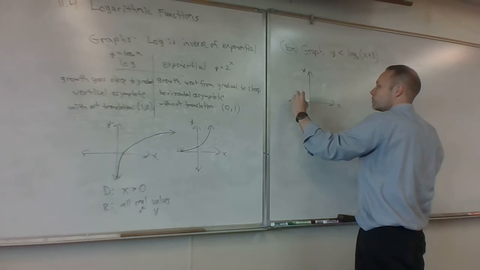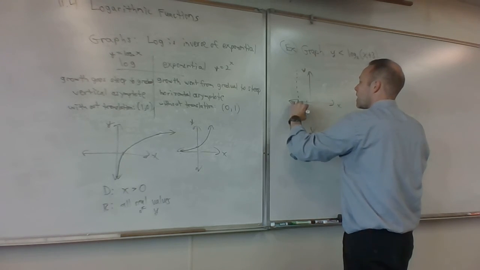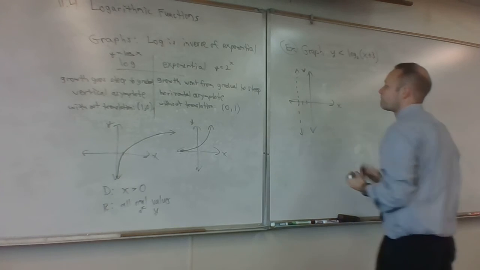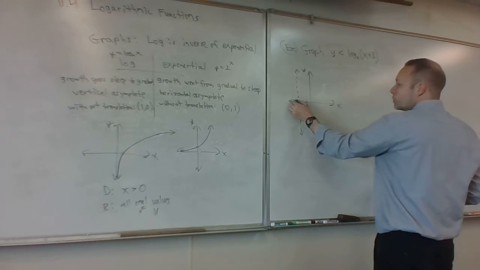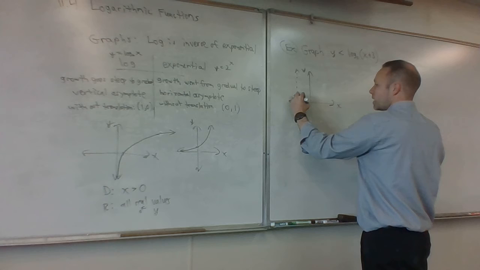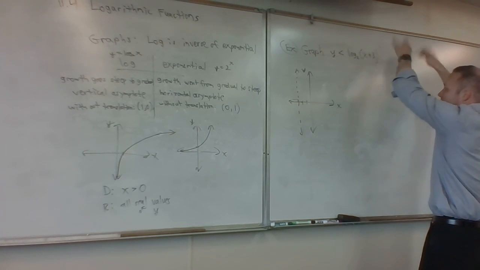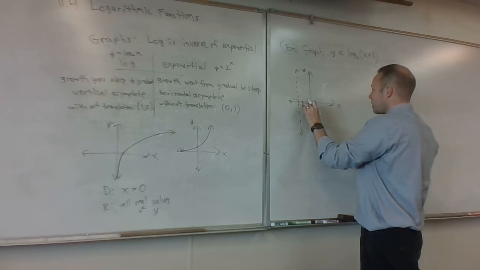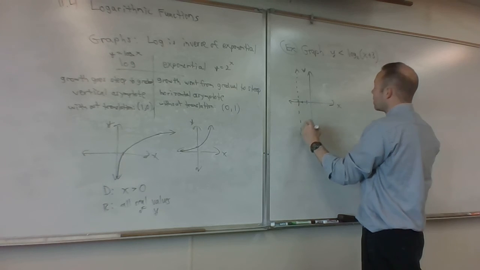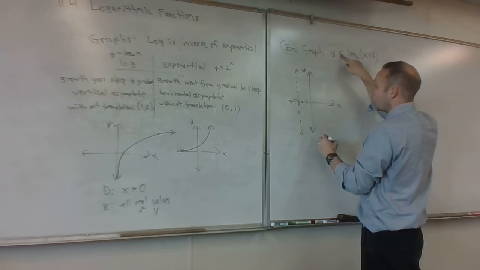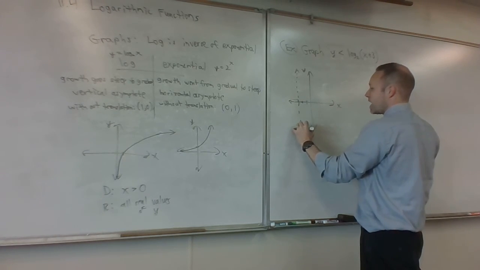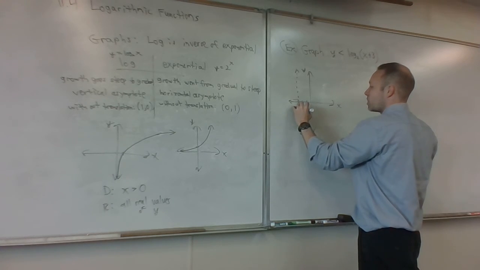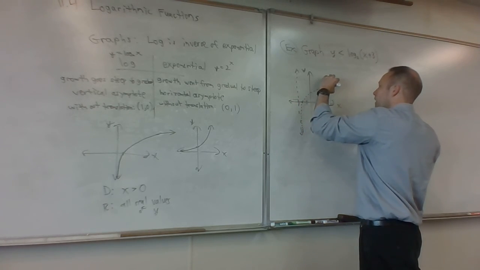So negative 1, negative 2, negative 3. Here's my vertical asymptote. All right. And then 1 unit over from there is where it crosses, because I don't have any vertical shifting going on. So it's 1 unit over from there across the x-axis. Now it's less than, not less than or equal. So it's going to be a dash. Dash starts steep, goes through, levels off.